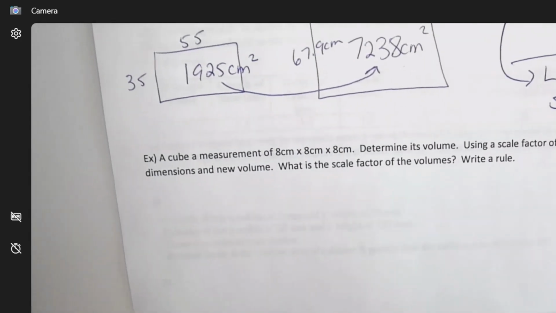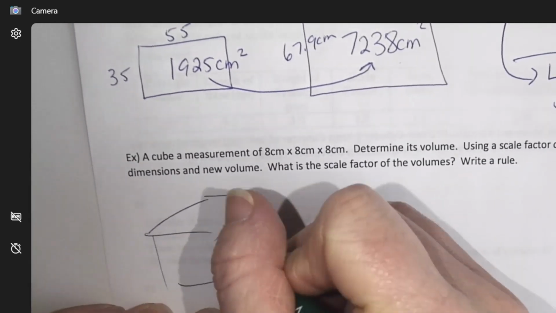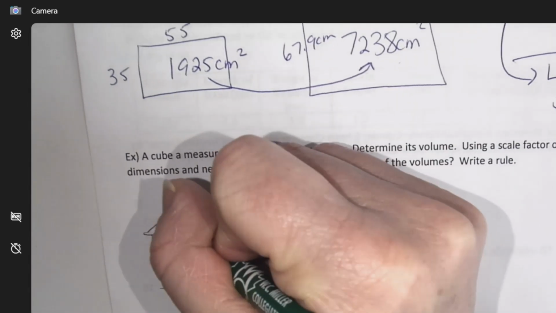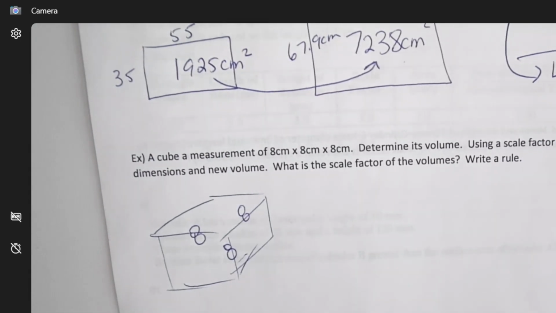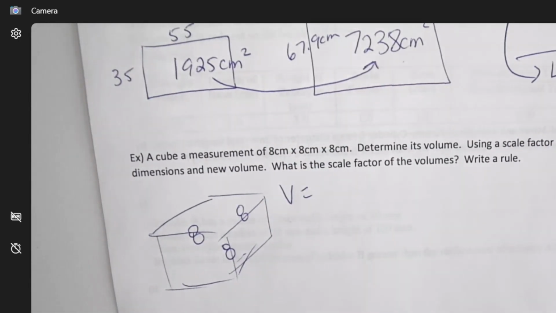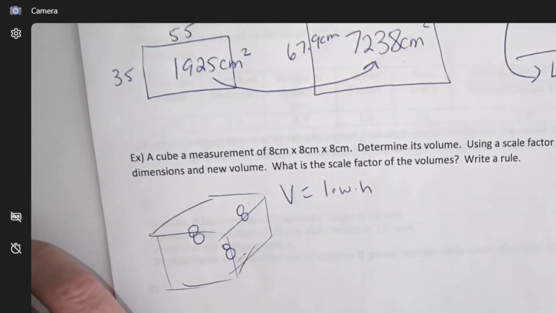Okay, cube. What is a cube? So, like a Rubik's Cube, 8 by 8 by 8. So what is the volume of that shape? So how do you get a volume of a cube? You do length times width times height. 8 times 8 times 8.